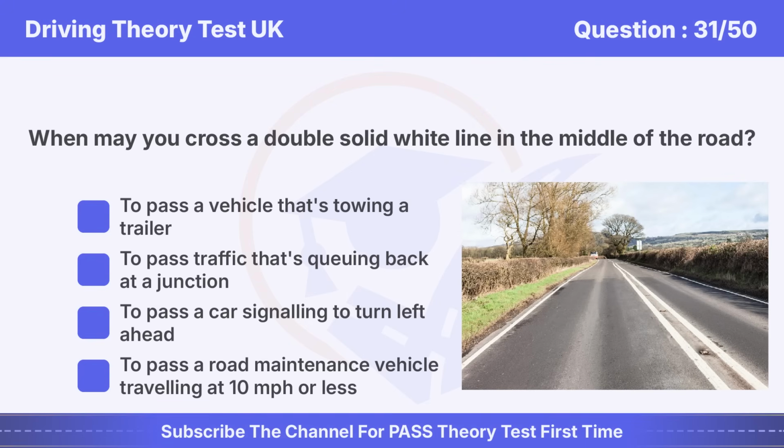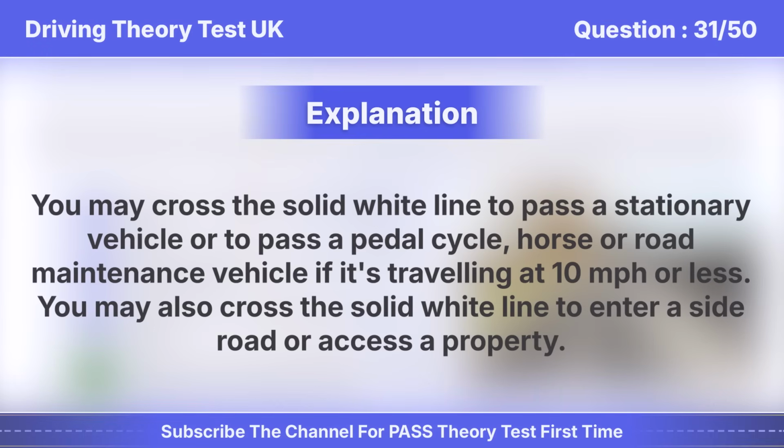Question 31. When may you cross a double solid white line in the middle of the road? Answer is D. To pass a road maintenance vehicle traveling at 10 miles per hour or less. You may cross the solid white line to pass a stationary vehicle or to pass a pedal cycle, horse, or road maintenance vehicle if it's traveling at 10 miles per hour or less. You may also cross the solid white line to enter a side road or access a property.